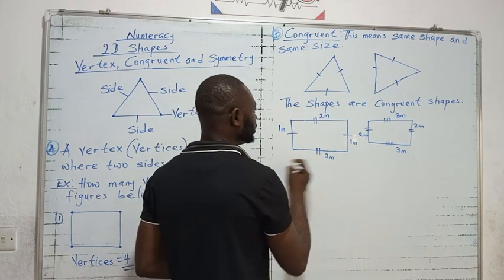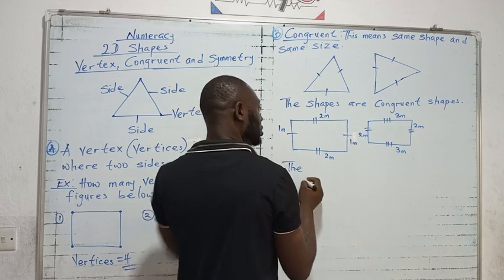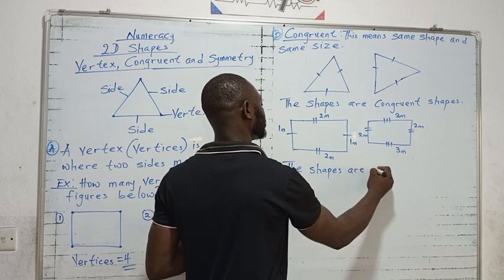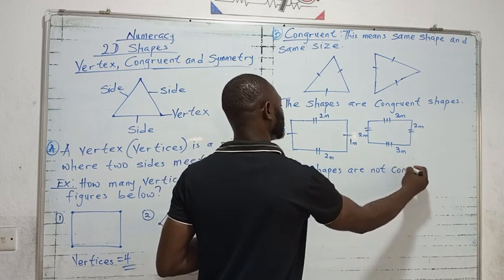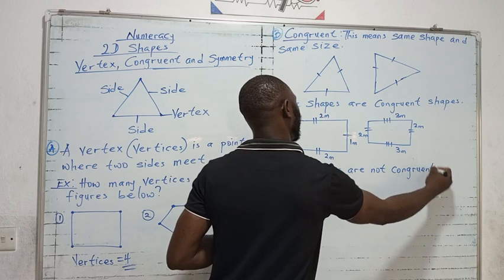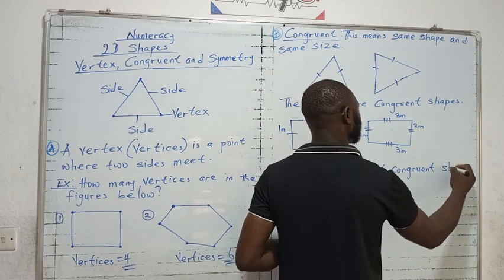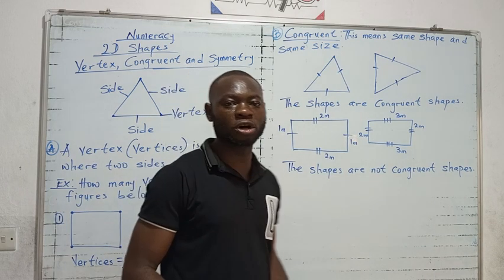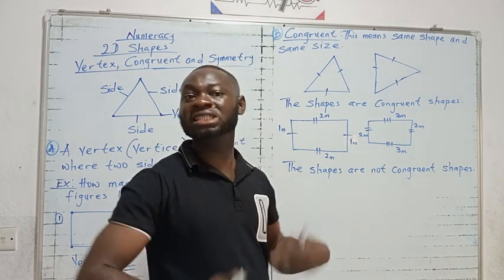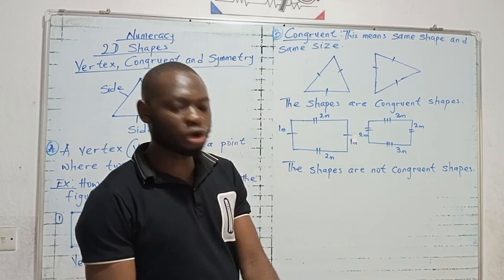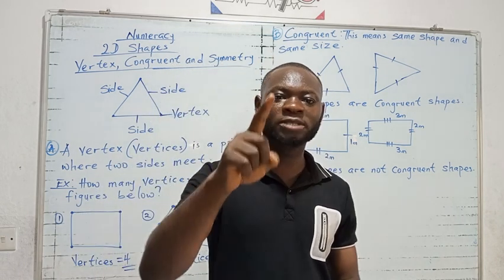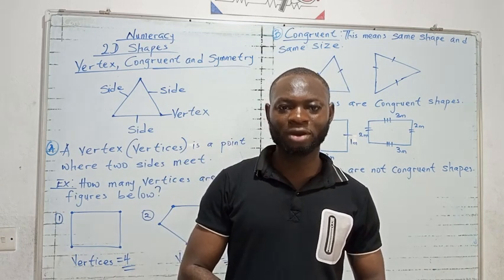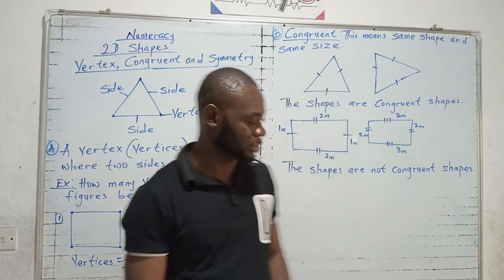So we can now say that the shapes are not congruent shapes. Okay, so they are not congruent shapes because they are not equal. They are the same shape, but they are not equal. So congruency says that the shapes must be the same and they must have equal sides. All right, so that is that about congruence.